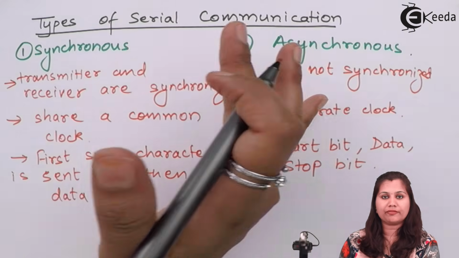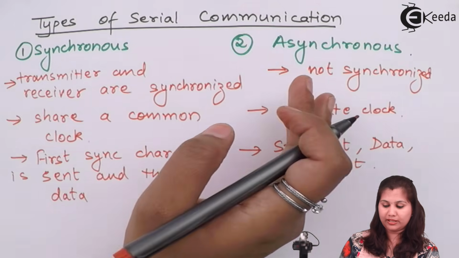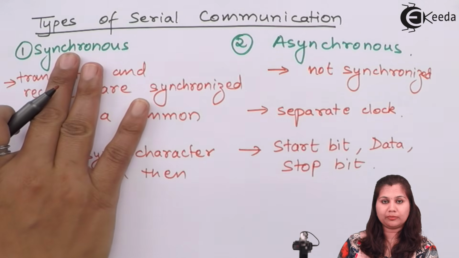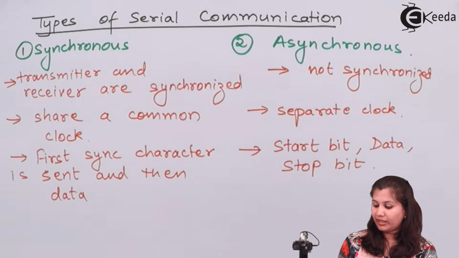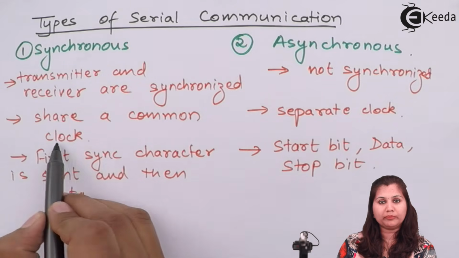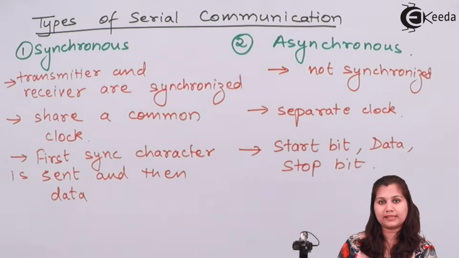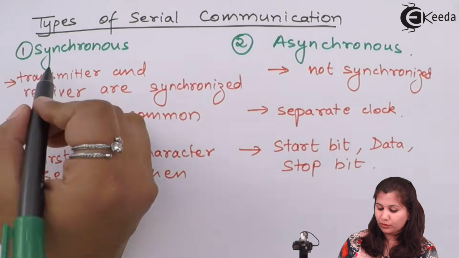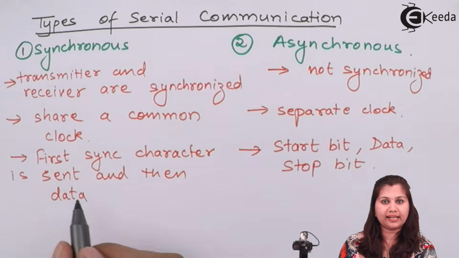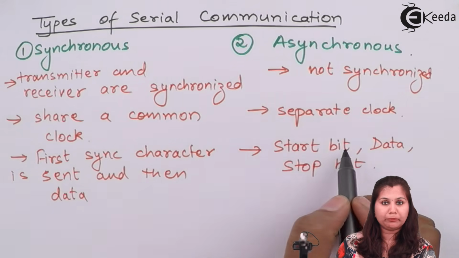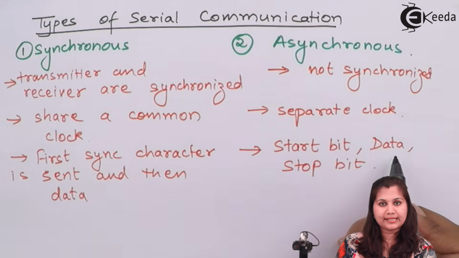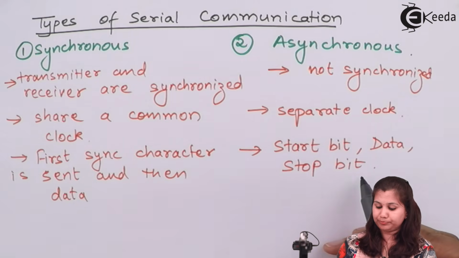If we talk about the differences between synchronous and asynchronous: in synchronous serial communication, the transmitter and receiver are synchronized, whereas in asynchronous, they are not synchronized. In synchronous, they share a common clock, whereas in asynchronous, the transmitter and receiver have separate clocks. In synchronous, first the sync character is sent and then the data, whereas in asynchronous, a start bit is sent, then data, and then a stop bit.